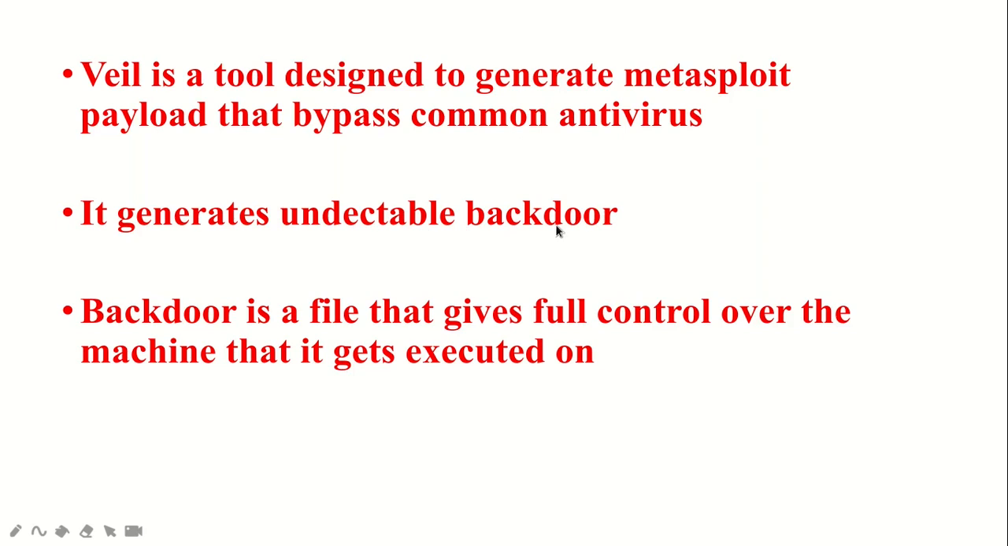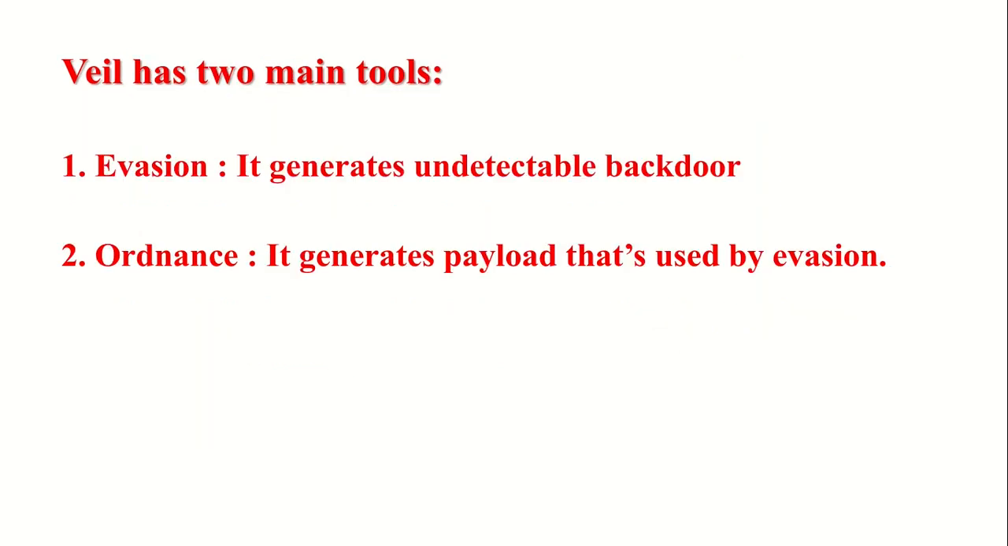A backdoor is simply a file that gives full control over the machine that it is executed on. Bail has mainly two tools: one is Evasion and another is Ordnance. Evasion generates the undetectable backdoor, and Ordnance generates the payload that is used by the Evasion. That means Ordnance acts as a helping or secondary tool for the Evasion.